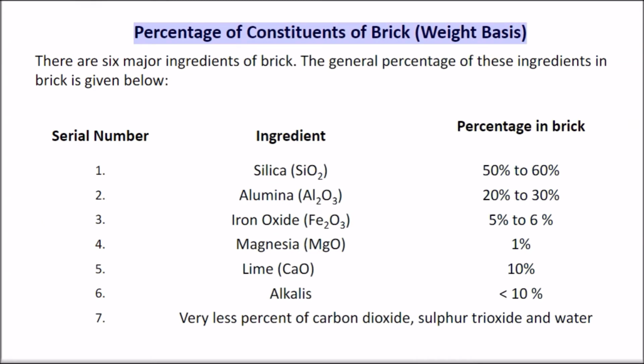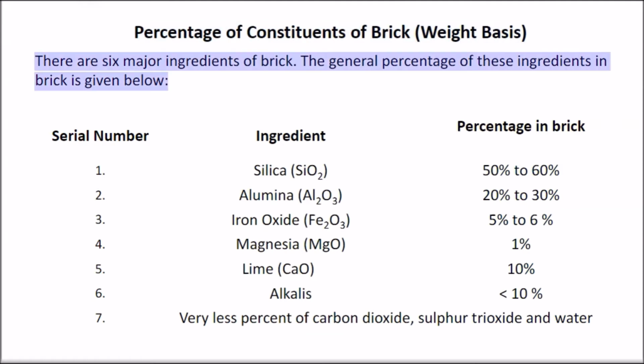Percentage of constituents of brick, weight basis. There are 6 major ingredients of brick. The general percentage of these ingredients in brick is given below. Serial number, ingredient, percentage in brick. 1. Silica, SiO2: 50% to 60%.